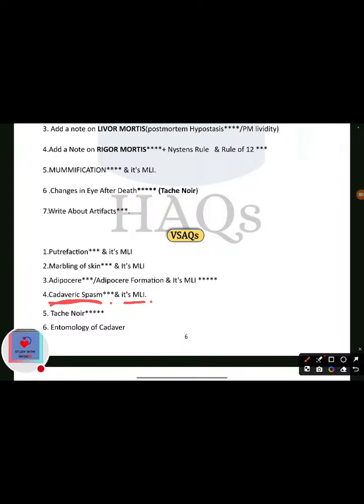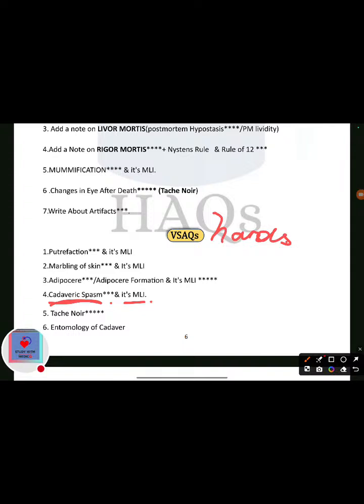Medico-legal importance of cadaveric spasm: In cases of death due to drowning, grass, gravel, and weeds are firmly gripped in the hands. If it is a case of drowning, in the hands you will find gravel, grass, weeds. Suicide: a pistol or knife is firmly grasped in the hands. Homicide: hair, clothing, or buttons are held in the hands.